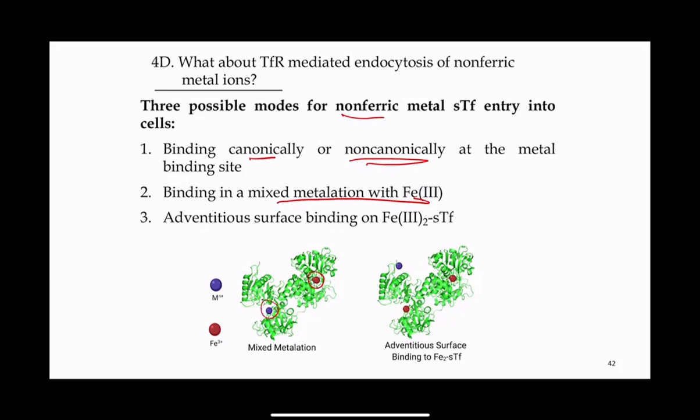Or a third possibility is considered advantageous binding. What do I mean by that? Well, let's imagine we have iron bound to the protein, so then you have a conformation of the protein to which another metal or metal compound will bind. And through that interaction, that metal or metal compound can enter into the cell. So just basically taking advantage, riding on the iron-bound transferrin in order to be able to enter into the cell.